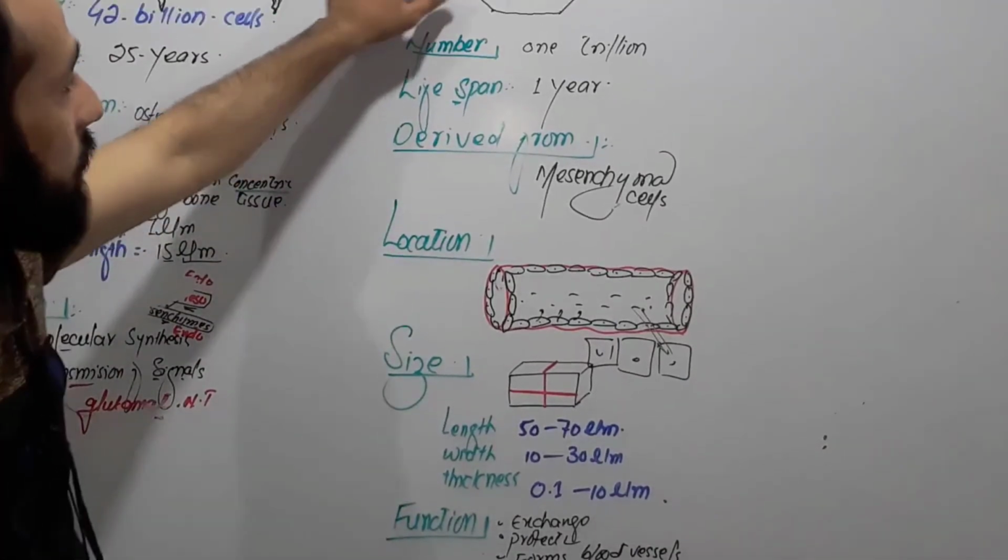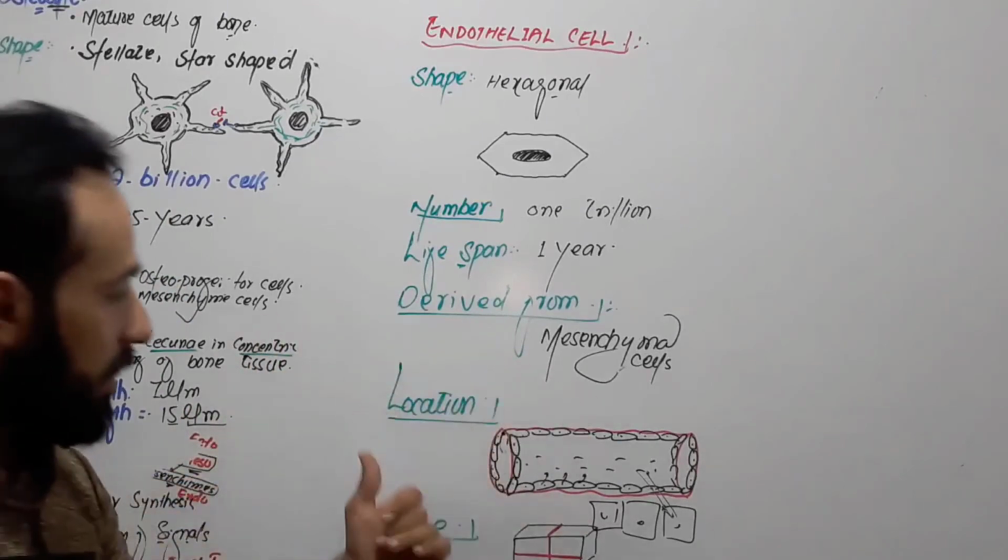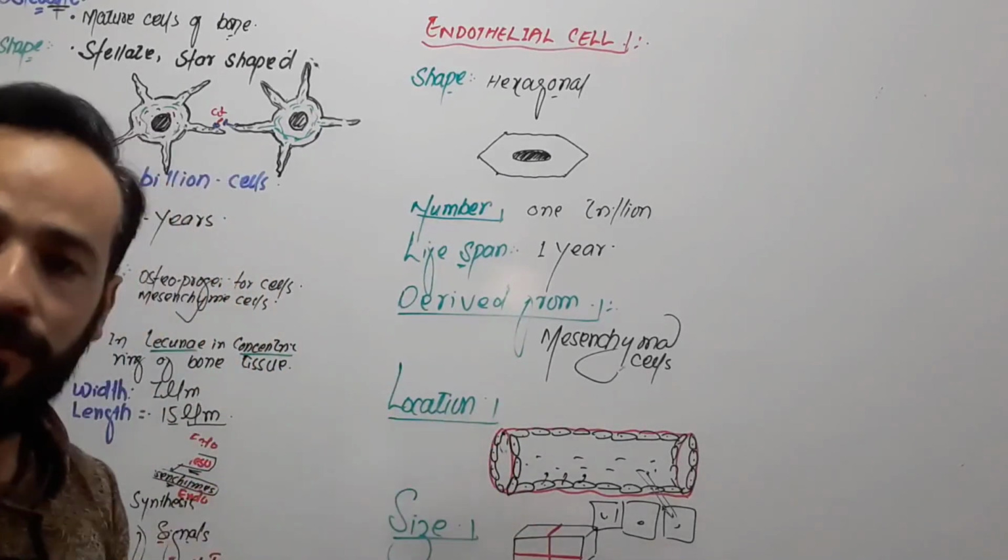So endothelial cells have a hexagonal shape. Their number is 1 trillion. Their lifespan is about 1 year, and they are derived from mesenchyme. We have also covered their location, size and functions.